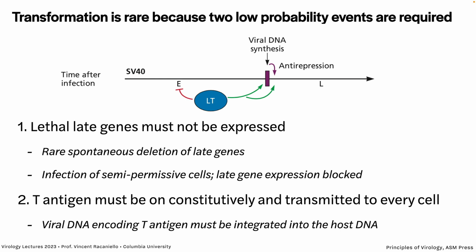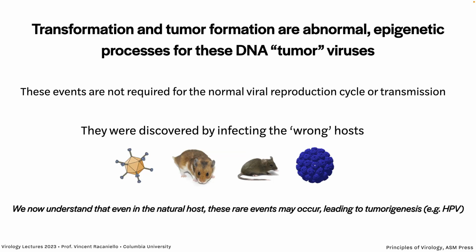Secondly, the T antigen has to be in every cell. It has to be on in every cell, which means that the DNA has to integrate, and that's a rare event also. So a virus infects a cell, the DNA is going in the nucleus. A certain percentage of the time it will randomly integrate into host DNA, and if it does, and the host is not killed, then that cell will keep dividing forever.